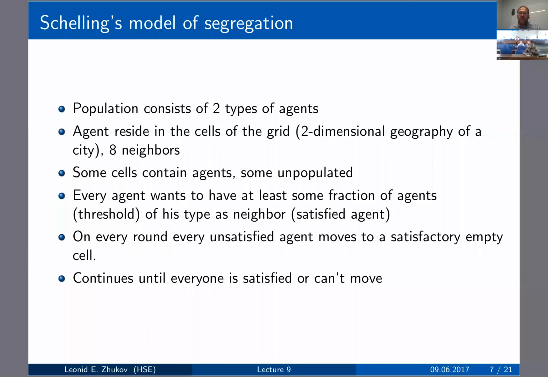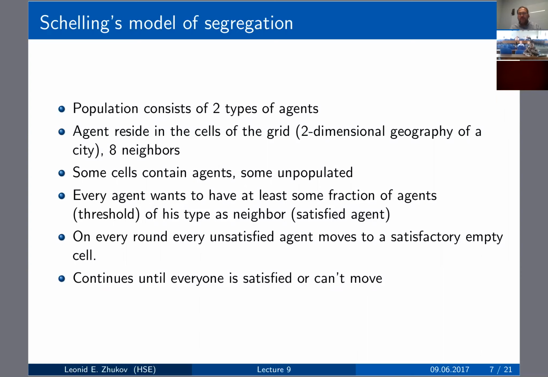That was the origin of the questions that were asked, and that's the origin of Schelling's model. So how is it formulated? Well, the formulation is the following. Let's think about a population consisting of two types of agents.